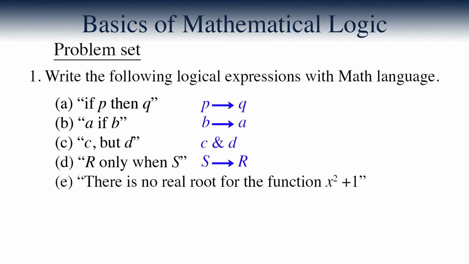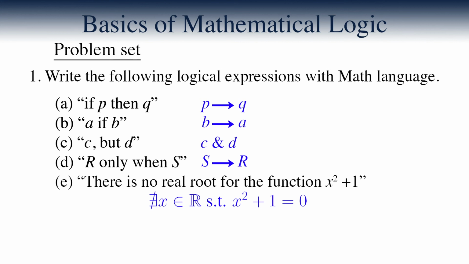Item E says, there is no real root for the function x squared plus 1. So, it basically means that we cannot find any real solution for the equation x squared plus 1 equal to 0. So, we start with a non-existential quantifier to write, there does not exist an x belonging to the real numbers, such that x squared plus 1 is 0.